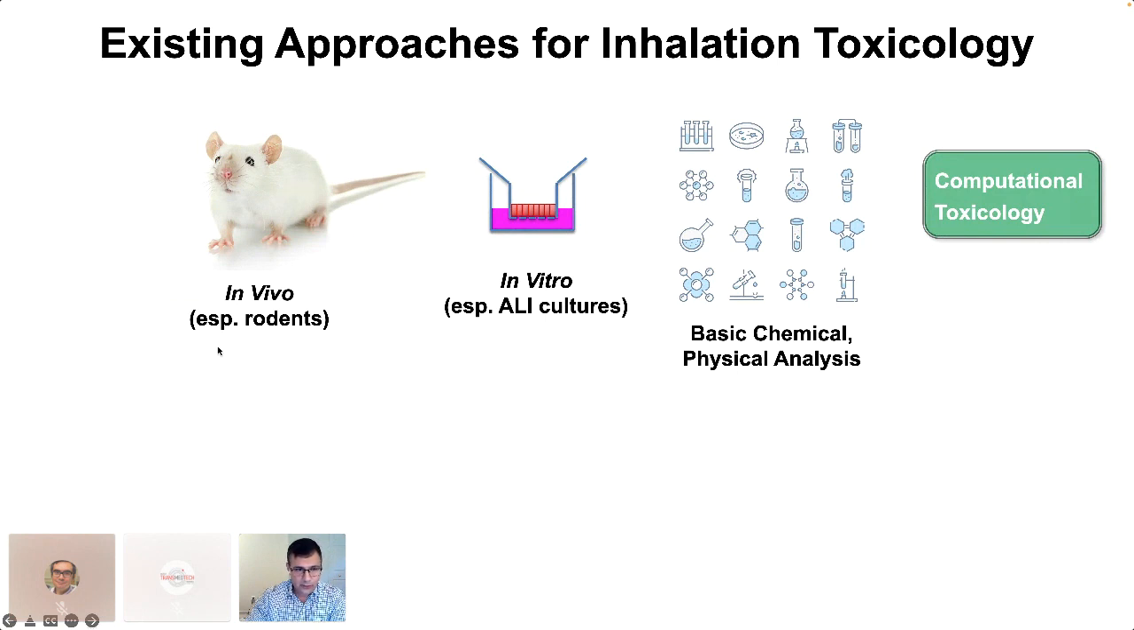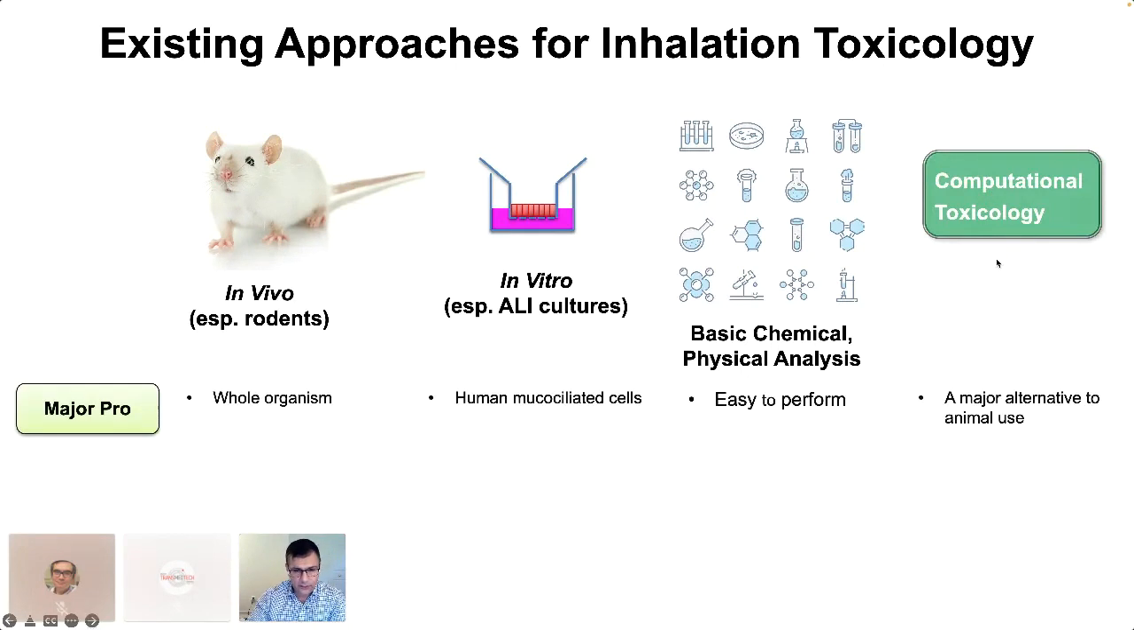Again, rodents, particularly mice, have traditionally been an attractive model for many investigators purely due to ease of access and the fact that they can study the whole organism. There are also in vitro models, very basic chemical and physical analysis, and more recent in silico approaches such as computational toxicology. From a scientific perspective, each of these platforms has an advantage, but we need to know the limitations. And of course, we need to take into account the ethics, particularly about using animals.